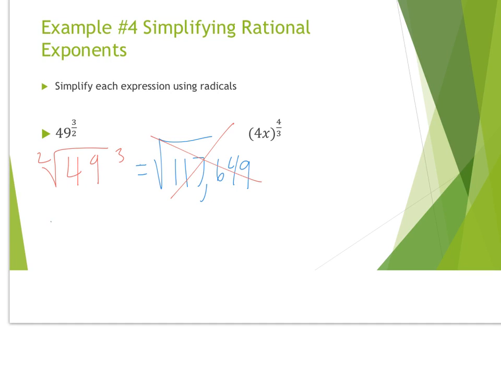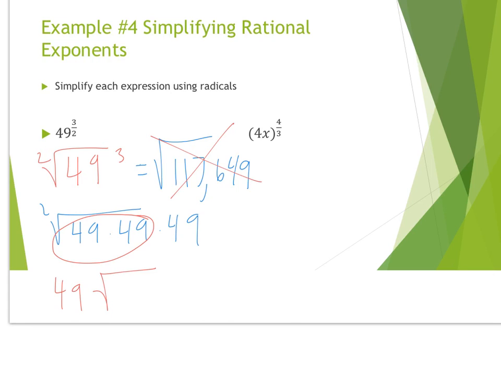So instead, let's think about what 49 to the third means. 49 to the third means 49 times 49 times 49. Since we are looking at a square root, we need pairs. We already have one pair, 49. Let's take that pair out, leaving us with 49 still inside the radical. Now we just need to simplify the square root of 49, which is a perfect square of 7, leaving us with 49 times 7 equaling 343.